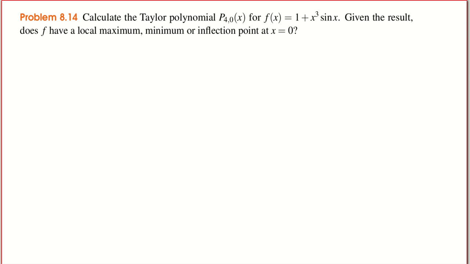Okay, the first thing we have to do in this exercise is to calculate the Taylor polynomial of degree 4 around 0 of this function here. And given the result, we have to decide whether f has a local maximum, minimum, or inflection point at this point x equal to 0.